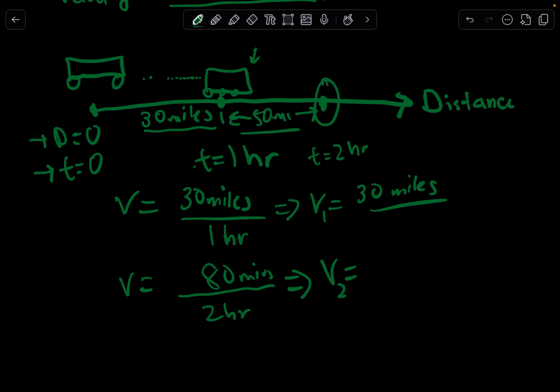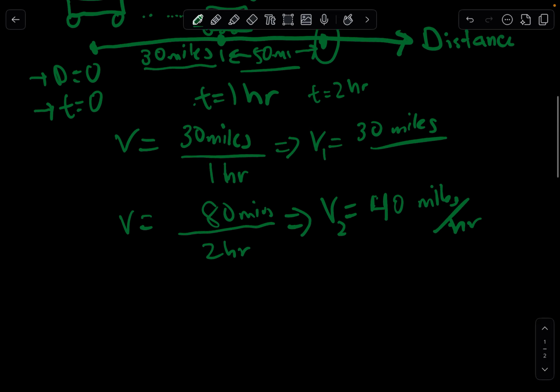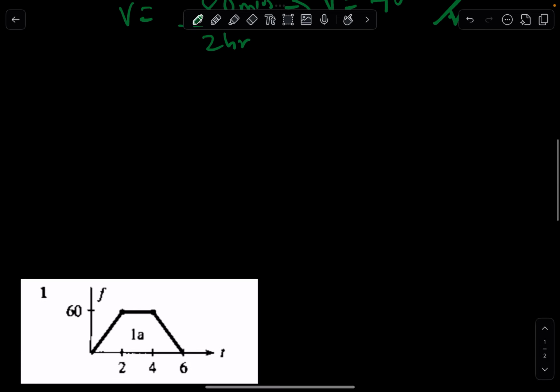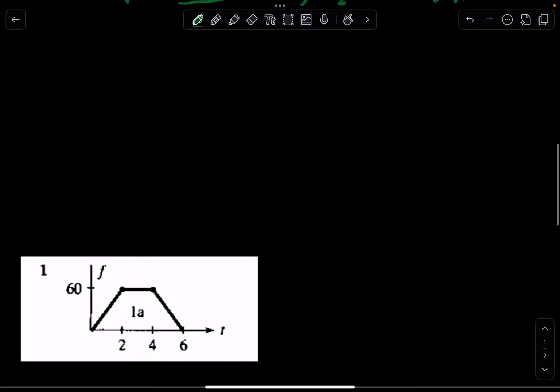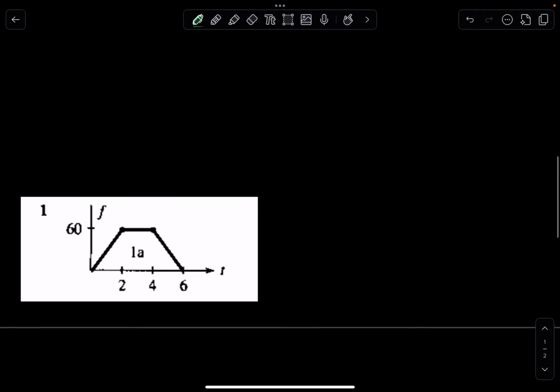So during these 2 hours, the average velocity was 80 miles divided by 2 hours, which is 40 miles per hour, right? So that's how velocity relates to time in a very rudimentary sense. Now we're going to go over a little bit more advanced example and try to plot the following.